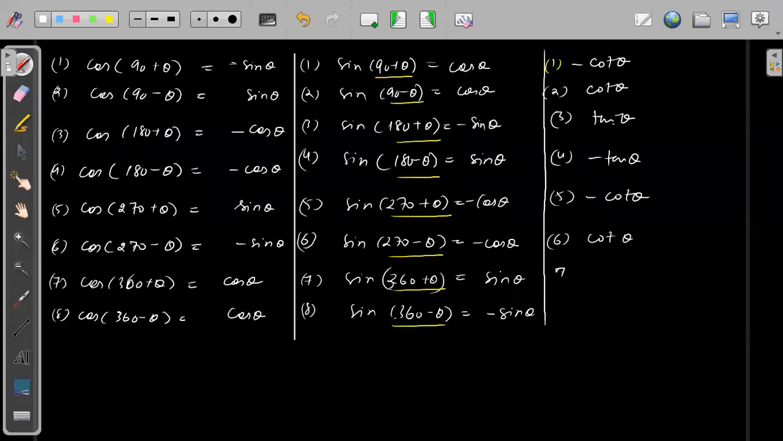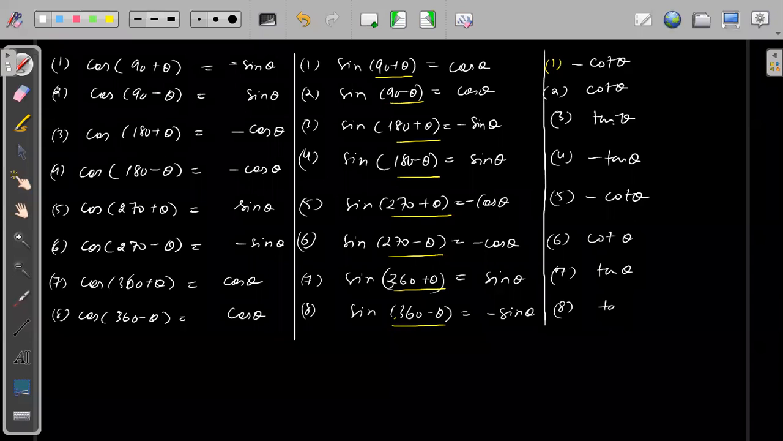Very good. Seventh, tan of 360 plus theta, oh sorry, tan of 360 plus theta is tan theta, and tan of 360 minus theta is minus of tan theta. Okay, these ones we have solved in class when I was teaching you. This is just a revision, okay?